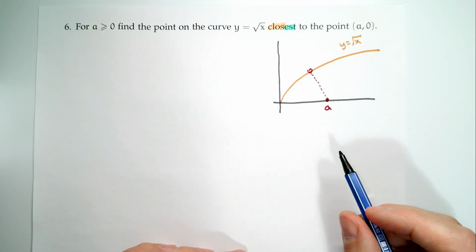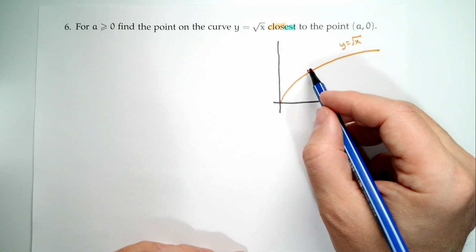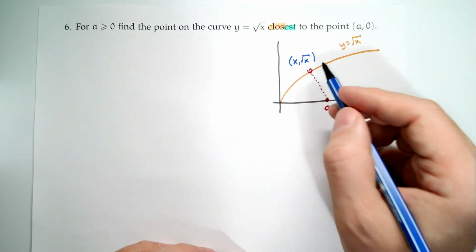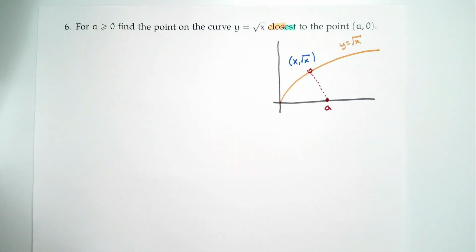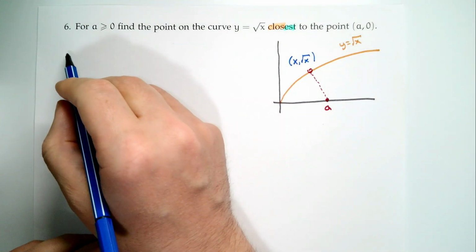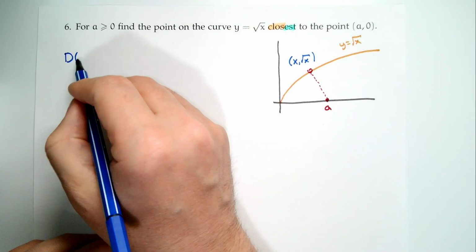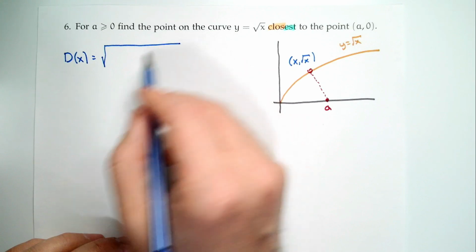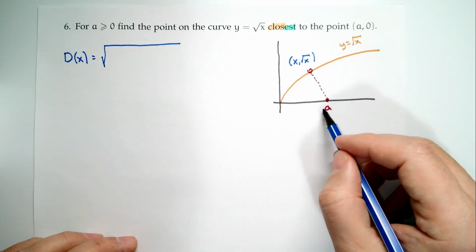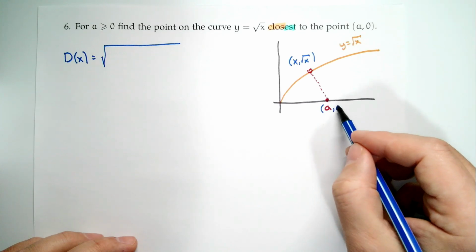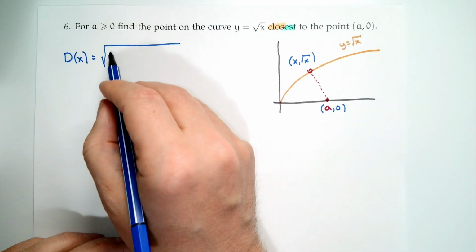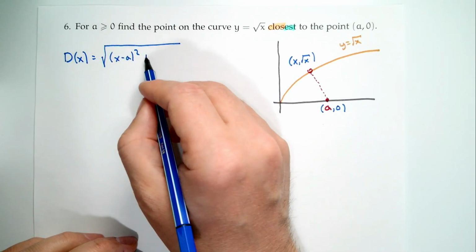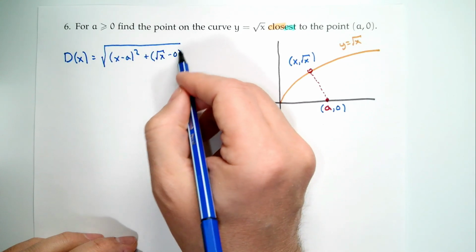Well, I don't know the smallest distance, but what I can say is that a point on the curve looks like the following: x comma square root of x. So the distance formula, which I'll say is a function of x, is equal to the square root of, now this point, by the way, I wrote it as a, it's really a comma 0. So it's x minus a squared, you take the difference in the x coordinates, plus square root of x minus 0 squared.